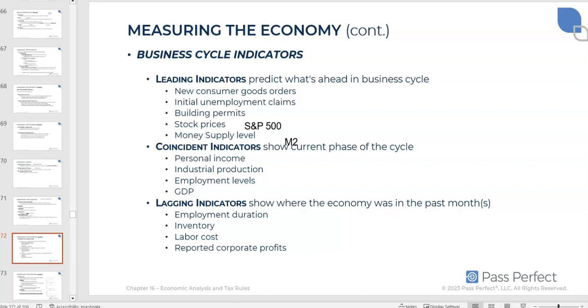The lagging indicators are the ones that confirm what just happened. So that's what just recently happened, and it's the confirmation of that. For example, how long people are staying employed, which would indicate whether people still have paychecks coming or not. Inventory and labor costs, corporate profits. After all, corporations don't report their profits until after they've actually had them and had some time to count them up.